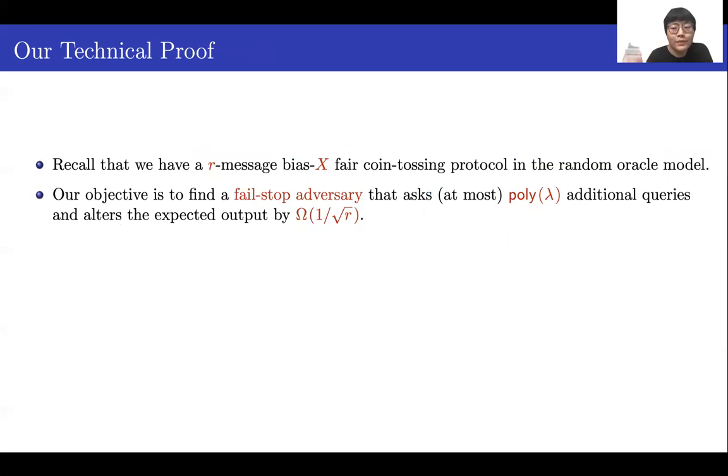So now let me tell you a bit about our technical proof. Recall that we have an R-message bias-X fair coin tossing protocol in the random oracle model. Our objective is to find a fail-stop adversary that asks polynomially many additional queries and alters the expected output by 1 over square root of R.